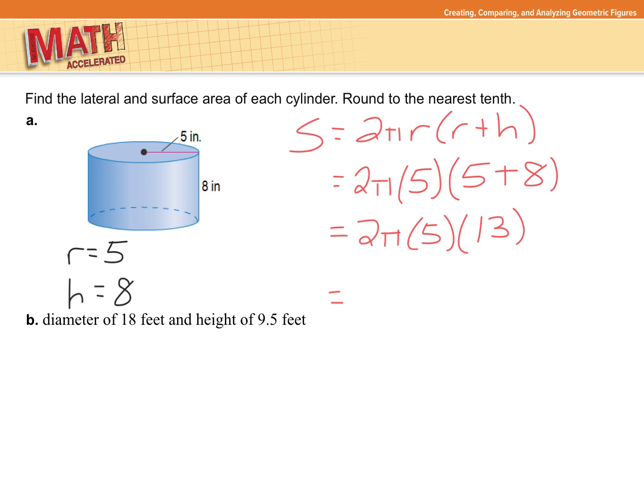Yep. Type all of those in your calculator multiplied. So take 2 times pi times 5 times 13. What'd you guys get? Yep, if you have 0.2, that's okay too. What is my label for surface area? Inches squared. Good.